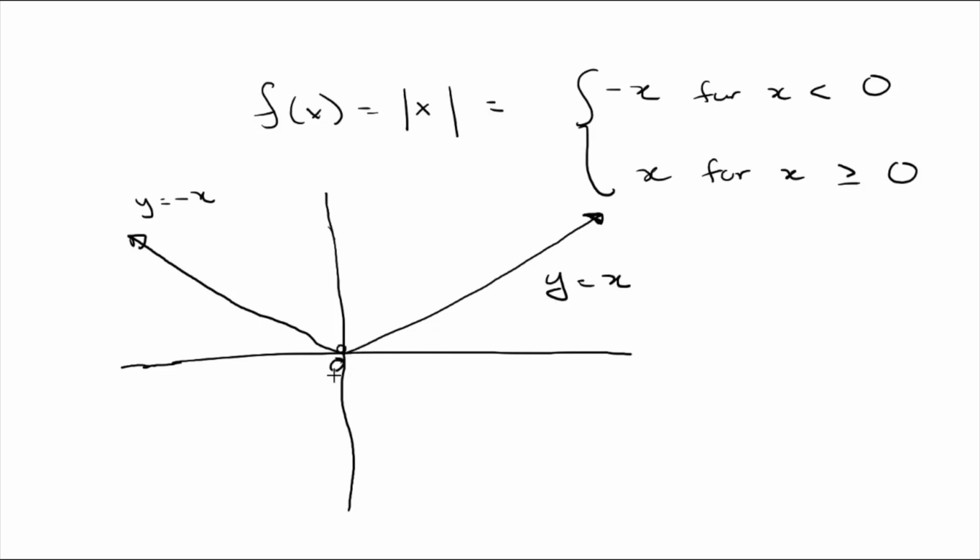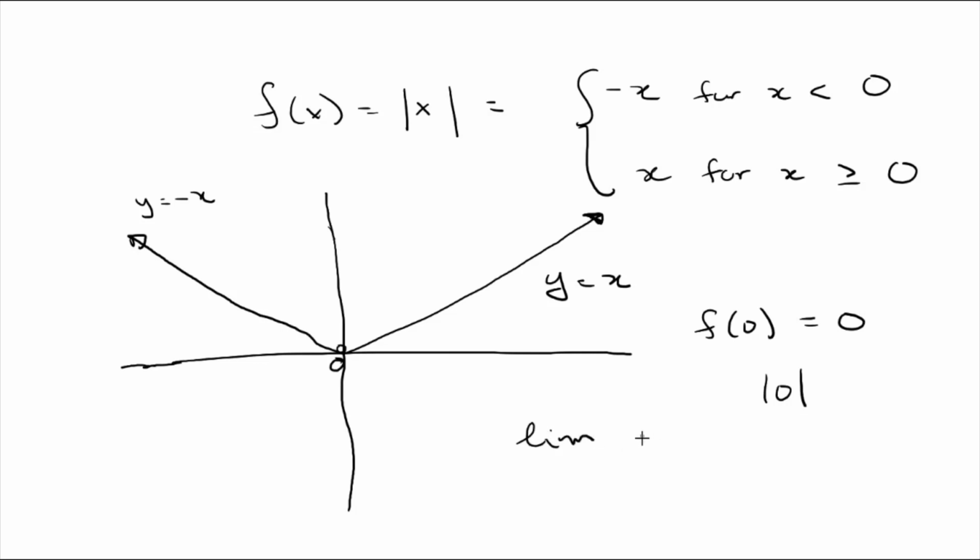Now, at x equals 0, there is a point change. What we can see is that it is defined at x equals 0, because f of 0 is 0. If we put the absolute value of 0, that is 0. So is it continuous? Yes, it is continuous. And the other reason that it is continuous is because the limit is the same from both sides.